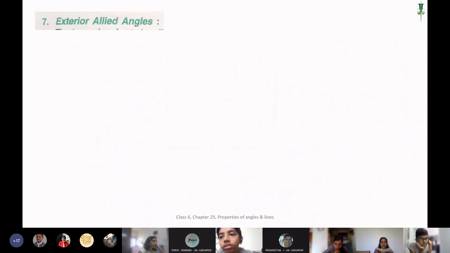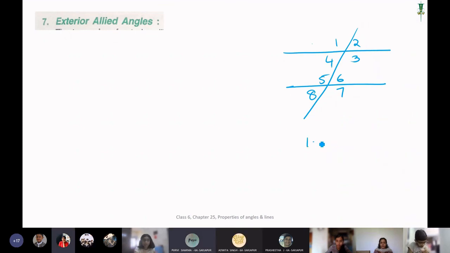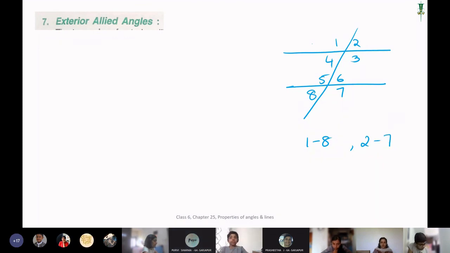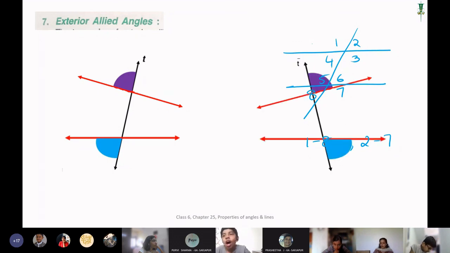Exterior allied. What does it mean? Now just tell me without me showing you anything. I'll just name this, and tell me what you understand by exterior allied. 1 and 8, and 2 and 7 are exterior allied. So the thing is they have to be on the exterior portion and they have to be on one side of the transversal. So 1 and 8, and 2 and 7.